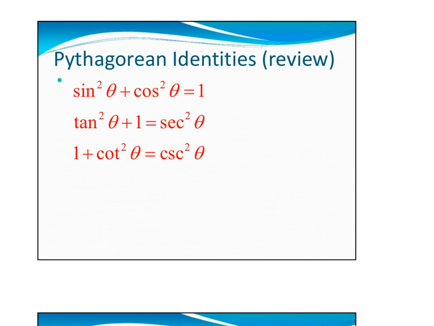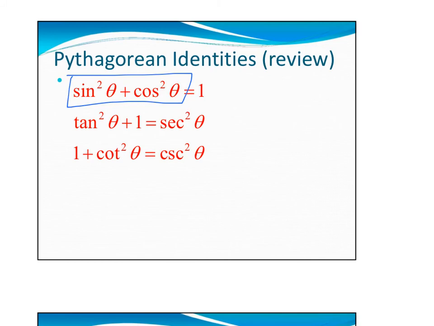Recall the Pythagorean identities that we learned earlier in the year. When we use the Pythagorean identities, we'll be using them for substitutions. So we want to remember that wherever we see sine squared theta plus cosine squared theta, we can replace that with 1. We also want to be familiar with thinking about these identities rearranged in another way.